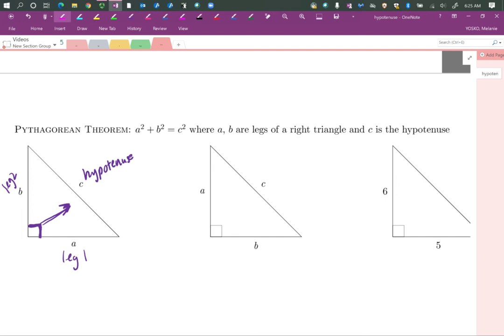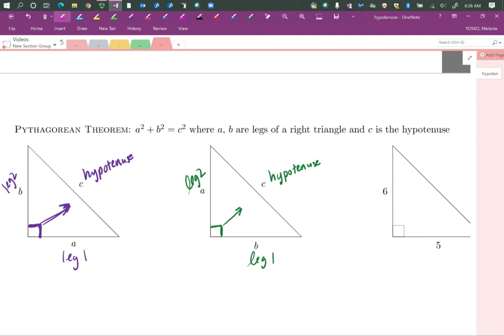Notice on this triangle right here, I've labeled this horizontal leg on the bottom A and the vertical leg B. This next triangle is also labeled appropriately. Here's the right angle right here. And remember, this corner points to the hypotenuse. So here is a leg, call it leg 1, and here is leg 2.